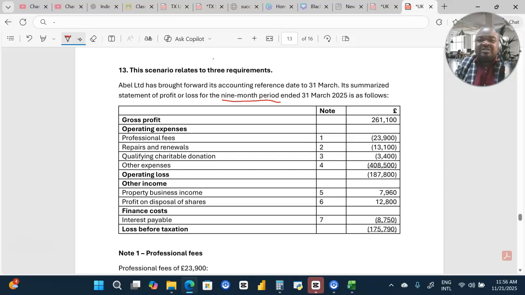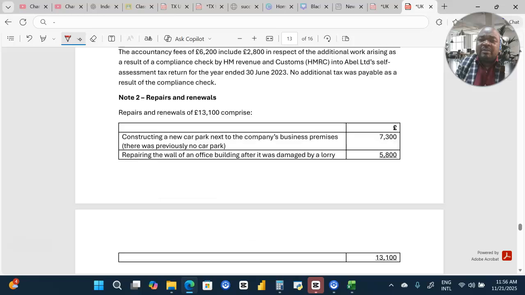Operating expenses. So they are notes. Please pay careful attention. Pay attention to the notes. Do not read as if you are reading a storybook. Pay attention. So for you to be well guided under exam pressure, after you just look at the first part of the question, go straight to the requirements.